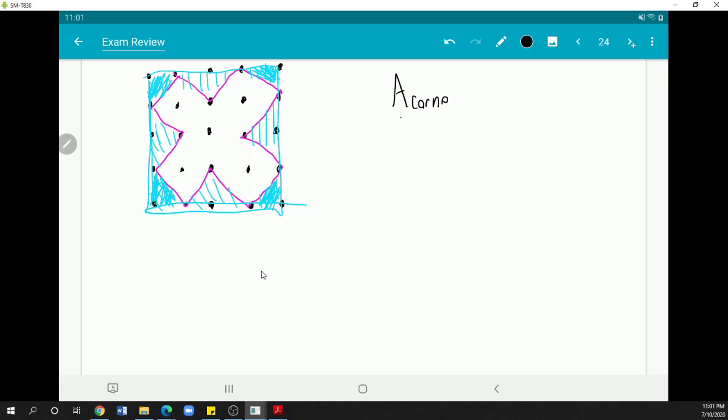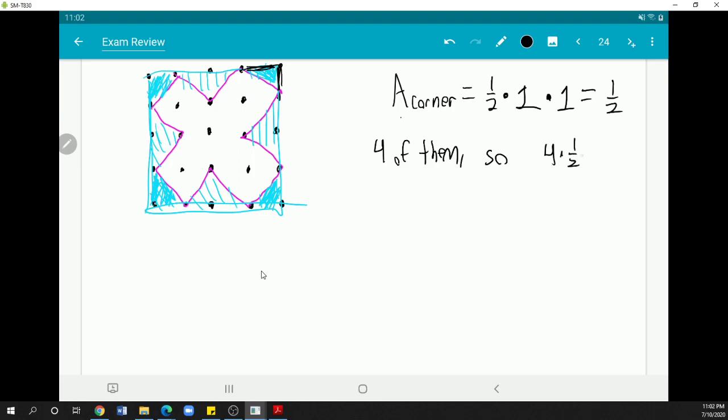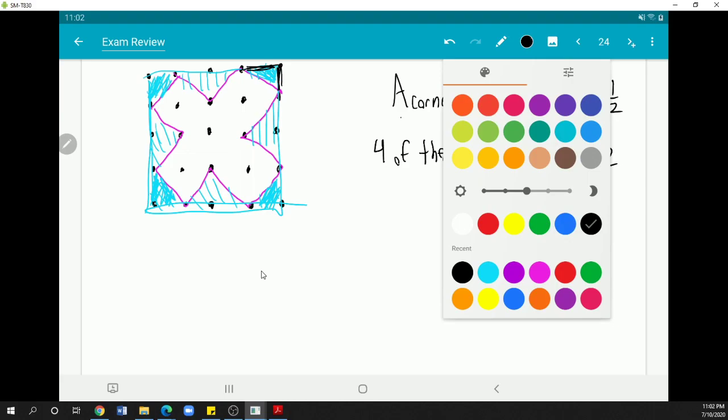Area of a corner. That's going to be, it's the area of a triangle. So it's 1/2 times the base. The base here is 1 times the height. The height is also 1, so I get 1/2. 4 of them, so 4 times 1/2 equals 2.